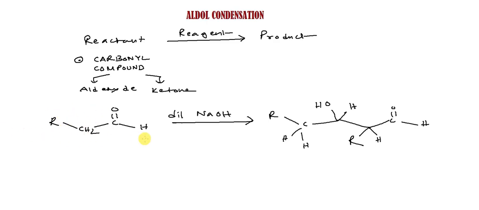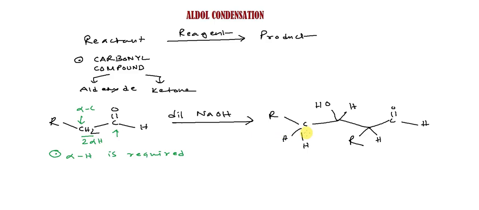Now we have started with this aldehyde, and the most important thing in this reaction is that there is a requirement in the reactant. This carbon is the carbonyl carbon, and adjacent to this carbon, this CH2 carbon is basically the alpha carbon. We can see there are two alpha hydrogens. So alpha hydrogen is required for the aldol reaction to happen.